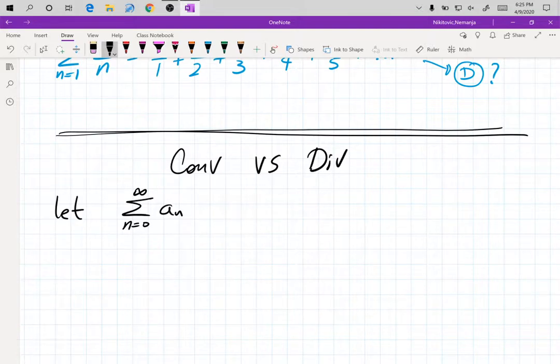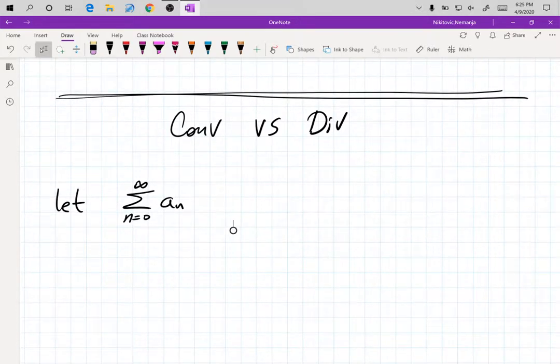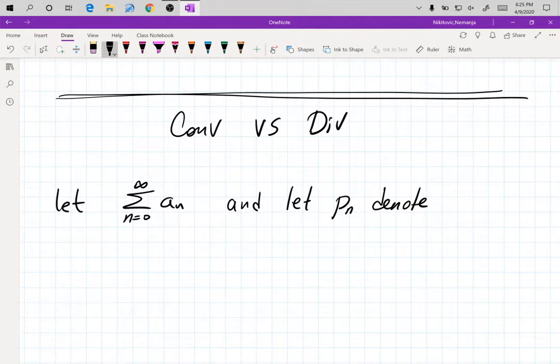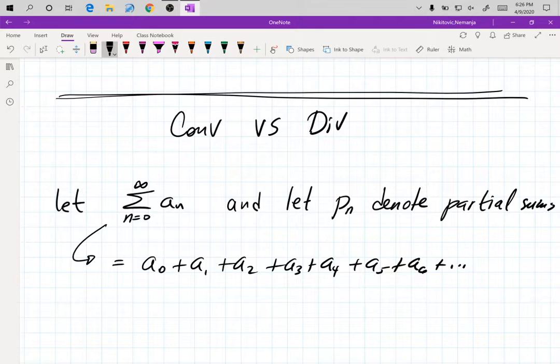So let the series be something. We don't know which formula you have, but we do have some kind of a series, right? And let P of n denote partial sums. Could have used S as well, whatever, doesn't matter which letter we use. So now my series is going to be equal to a0 plus a1 plus a2 plus a3 plus a4 plus a5 plus a6 plus dot dot dot going forever.